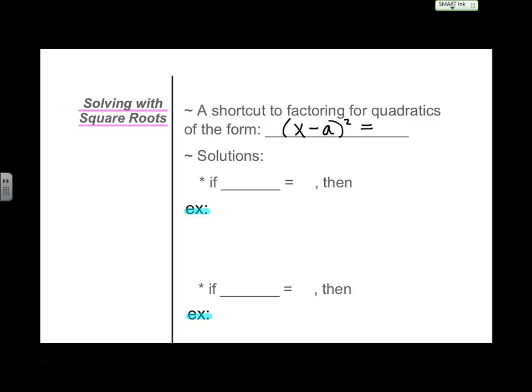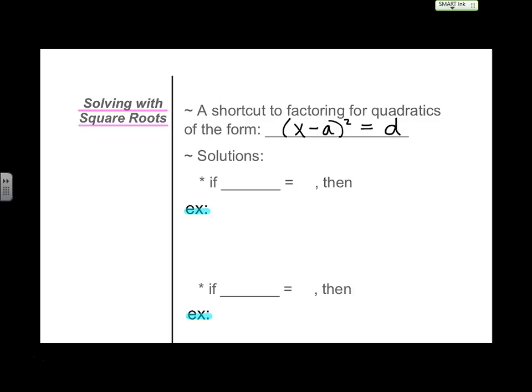X minus a quantity squared equals, and we'll put something like a d, because I think we did that yesterday, right? Wasn't d the number on the other side? Okay. What's different today is we can still solve with square roots if we have a binomial squared and not just an x squared.